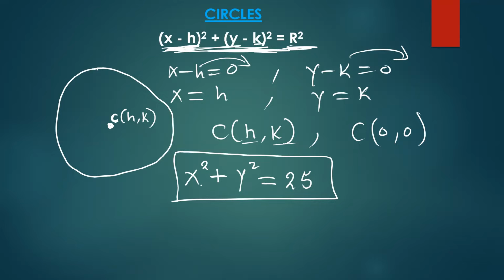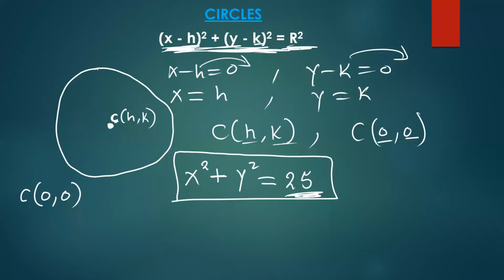So if they tell you to discuss a circle, the first thing that you need to find is the center. In this case, if you equate x and y to 0, you get (0, 0) as your center. Then the other thing that you need to find when you're discussing the circle is the radius of the circle. So how do you find the radius of the circle?